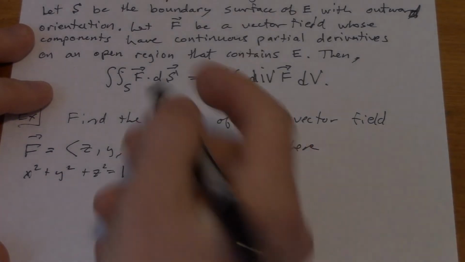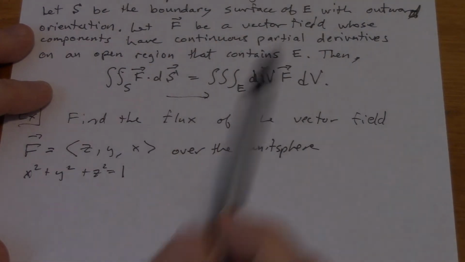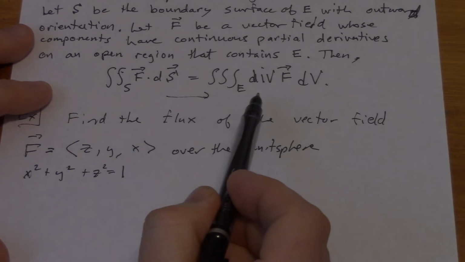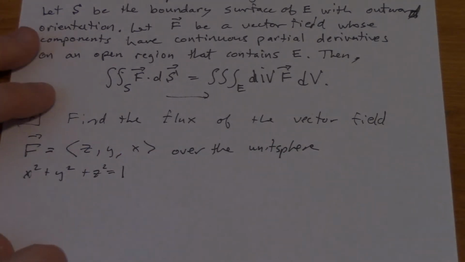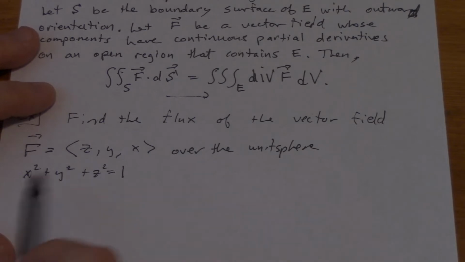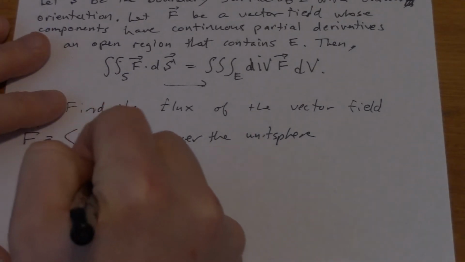This is unlike Stokes' theorem, this is just one direction only. You would just take a surface integral over a vector field and make it into a triple integral. Alright, so we have to calculate the divergence, and since it's the unit sphere, that should be pretty simple.